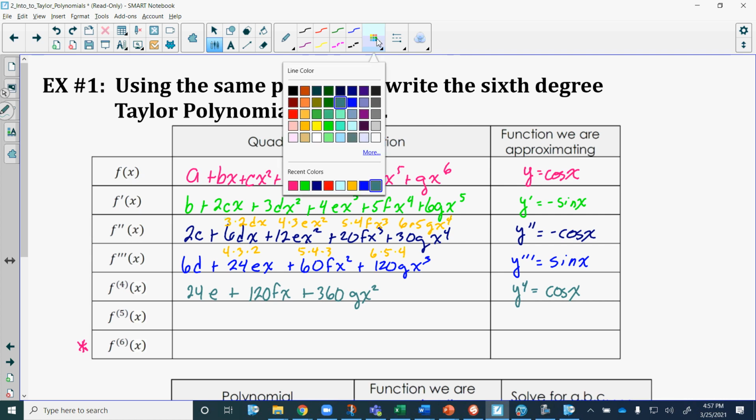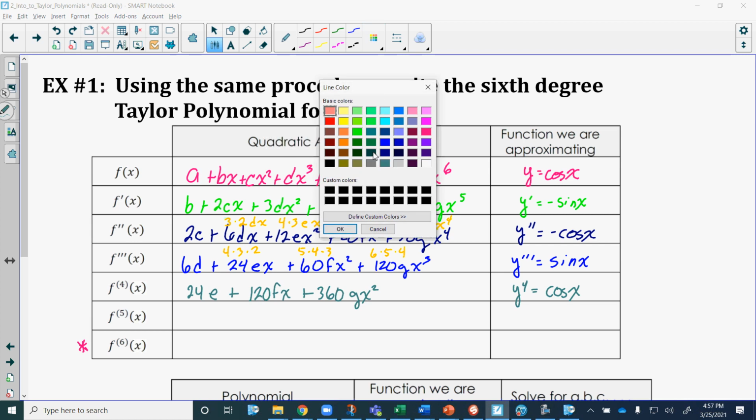And let's go ahead and keep going. Do I have any more colors I can pick from? Maybe that one.